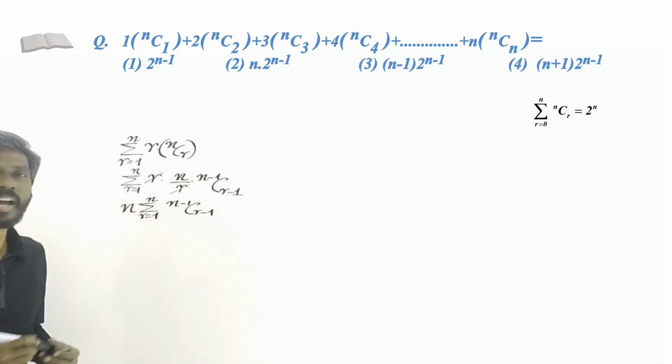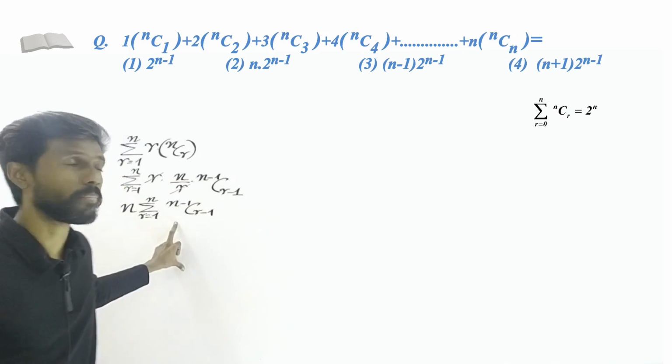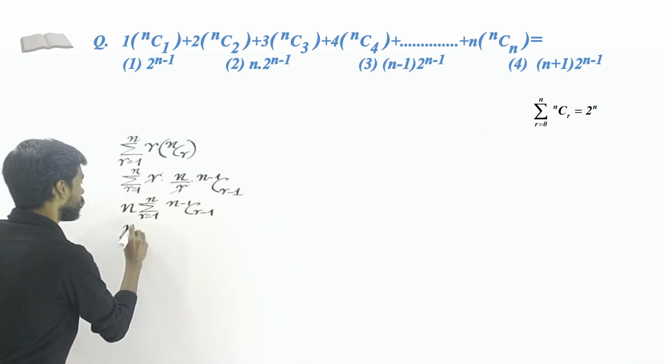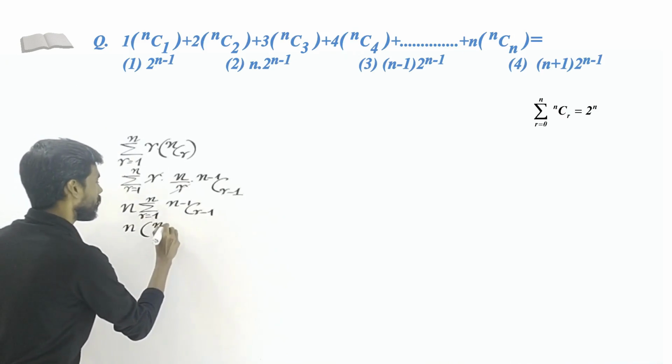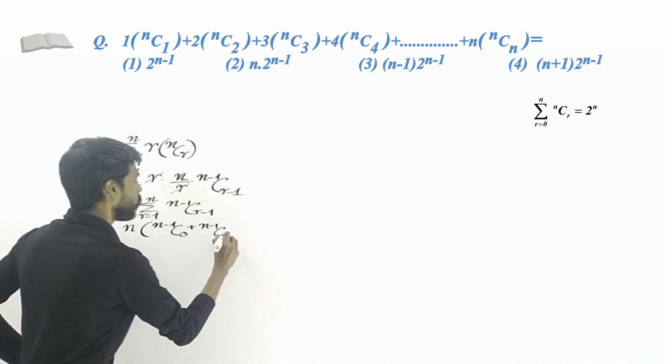Now we have removed this r. This sum we know, right? This is sum of all binomial coefficients. So directly we can write the answer. Or if you want, you can write the expansion. So substitute r value 1. We get n minus 1 C0. Next n minus 1 C1.